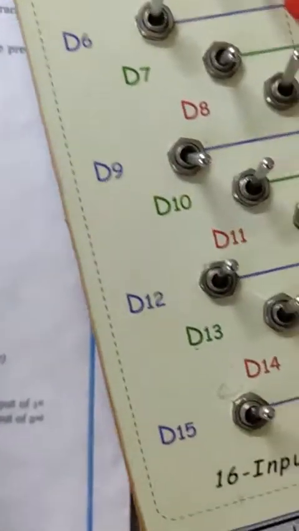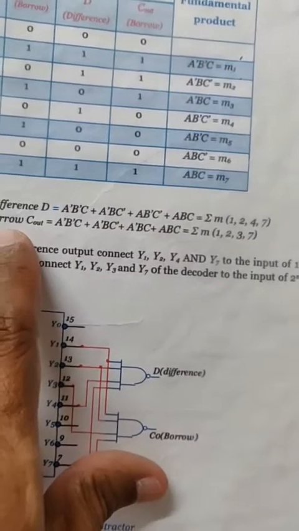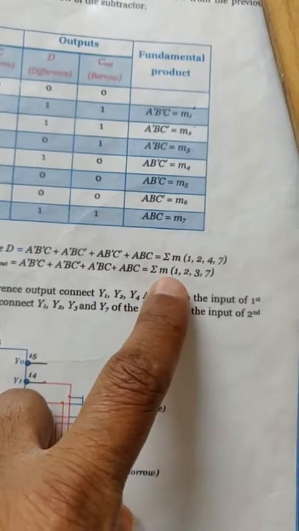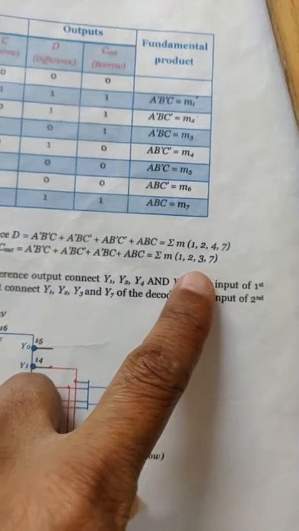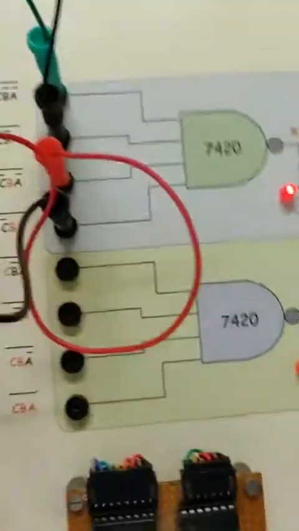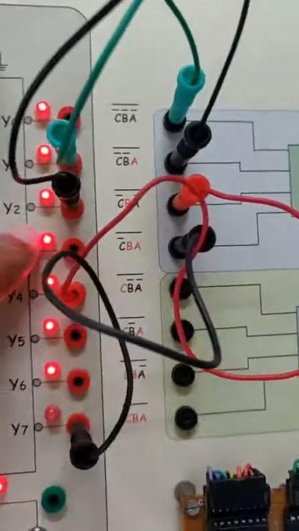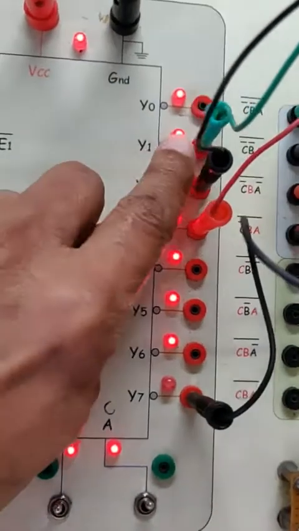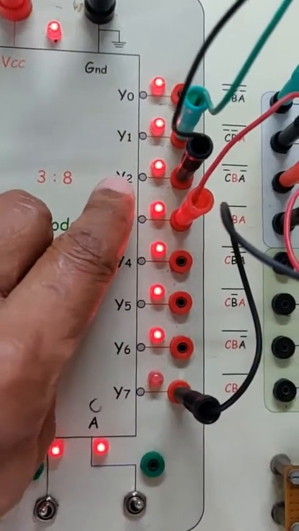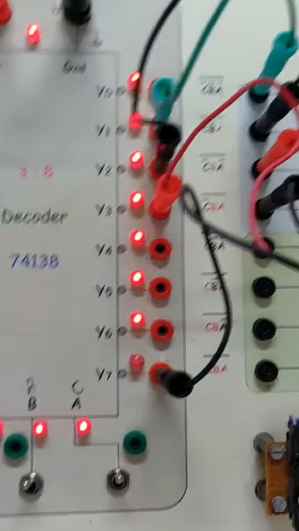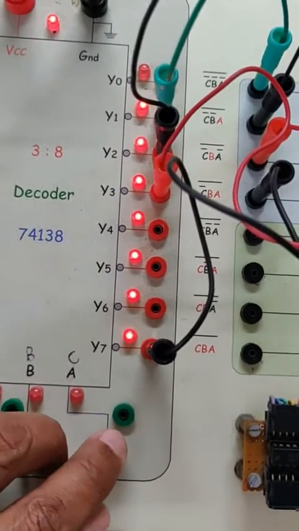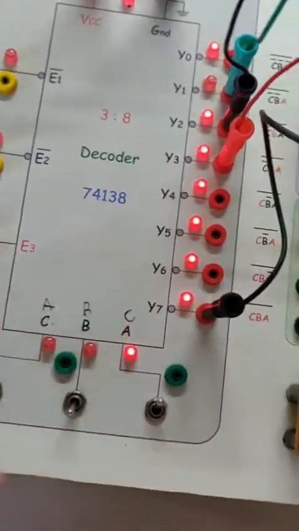You can see that for borrow or carry out, the equation is this: sigma m 1 2 3 7. So you require here 1, 2, 3 and 7. So I have connected 1, 2, 3 and 7. For this corresponding condition only, you require your output should be high. So I am making first 1.